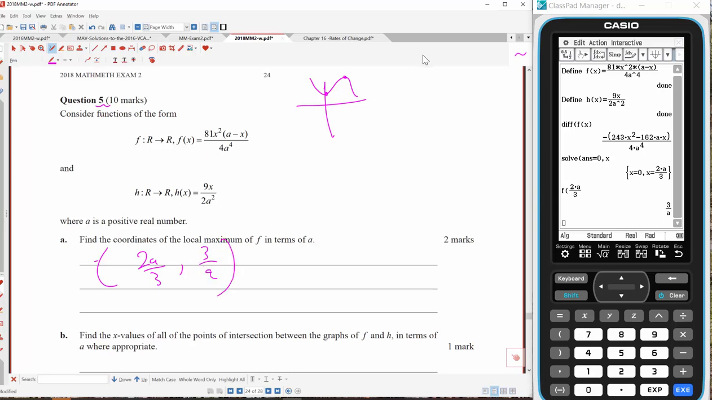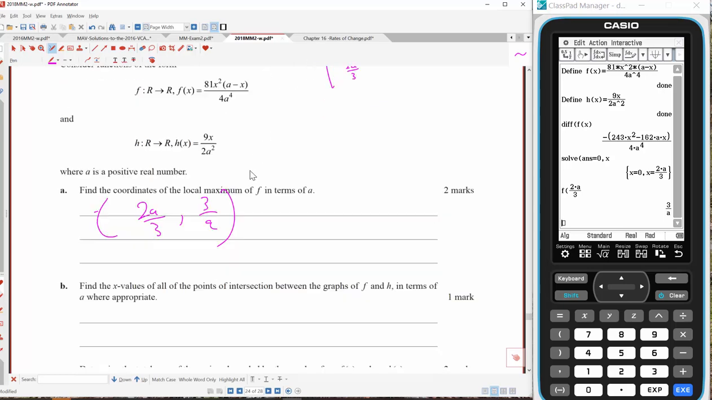All right, so that's its maximum: 2a on 3 and 3 on a. That's where its maximum occurs. Its minimum is not there, its minimum is down here. It's beside the point, but let's get that right.